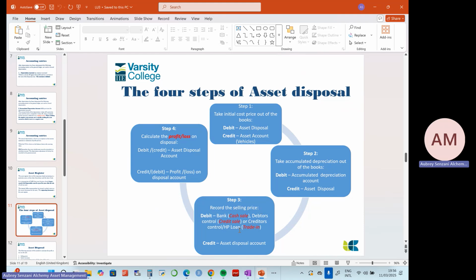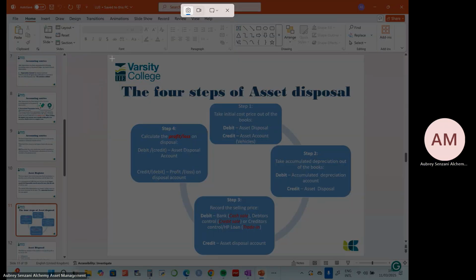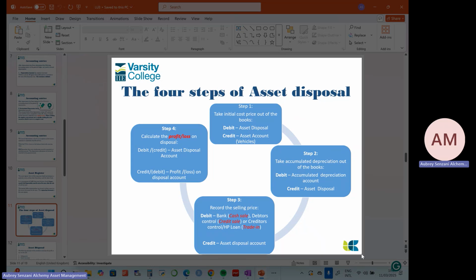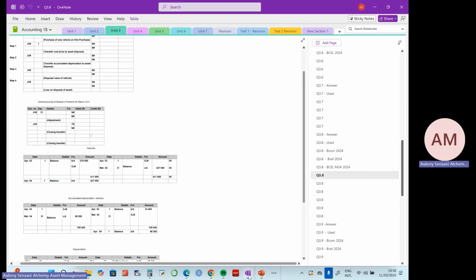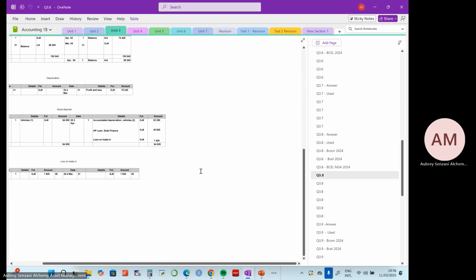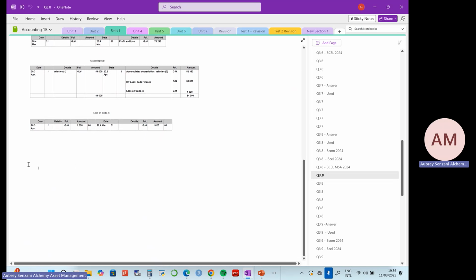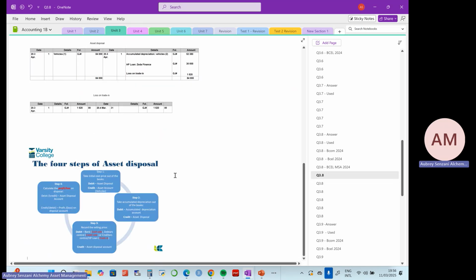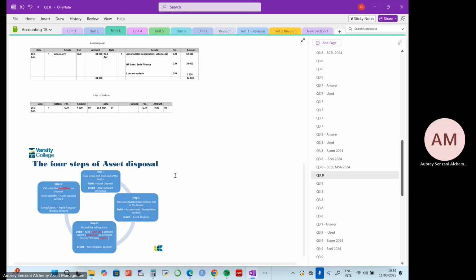Then we're recording the sale, depending on how we disposed of the asset. Was it a cash sale? Was it a credit sale? Or was it a trade-in? And then finally, did we make a profit or a loss on the disposal of this asset? So actually, let me just screenshot this so that we have a reference point, so you can see as we go through the exercise the steps being taken in connection with our asset disposal.